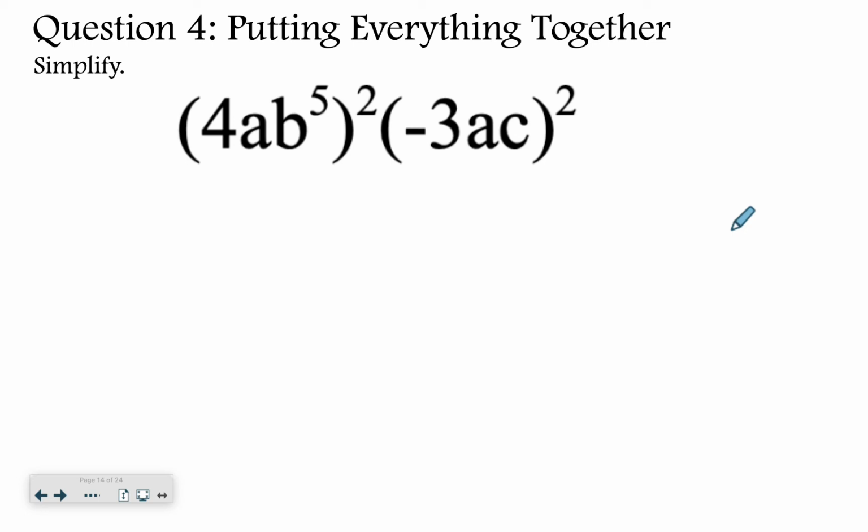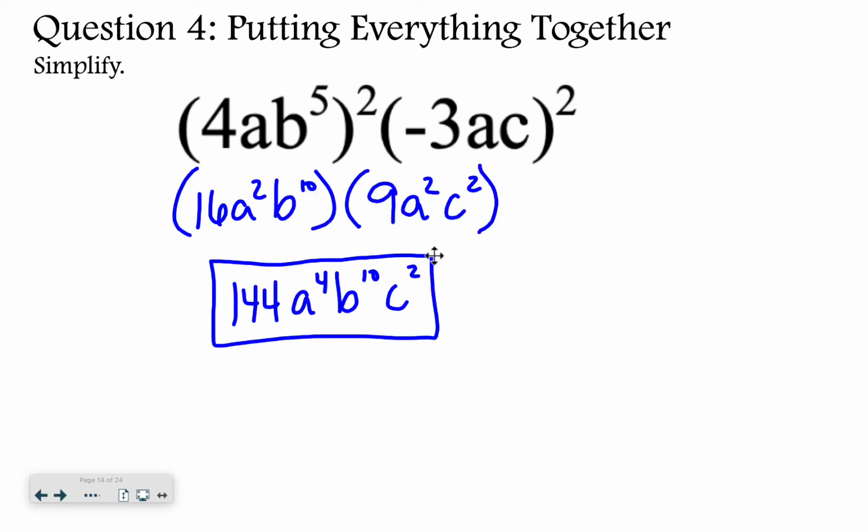Good luck. All right, for your problem, hopefully you got 144, a to the 4th, b to the 10th, c to the 2nd. The way you got that was by saying 4 squared was 16, a to the 2nd power, and then 5 times 2 is 10. Negative 3 squared is positive 9, and then these were both powers of 1, so times 2 becomes a squared, c squared. And then you said 16 times 9 is 144.